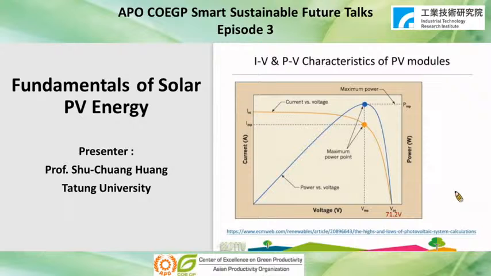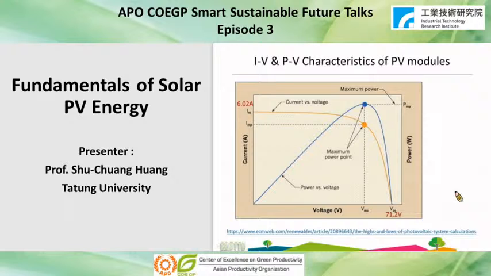From the curve, on the right-hand side of the voltage, which is the open circuit voltage, since it's open circuit, the current is equal to 0, but the voltage is the maximum, which is, in this case, 71.2 volts. And the other term is called short circuit current. Since it's short circuit, the voltage is equal to 0, and the current is the highest one, which is 6.02 amps.